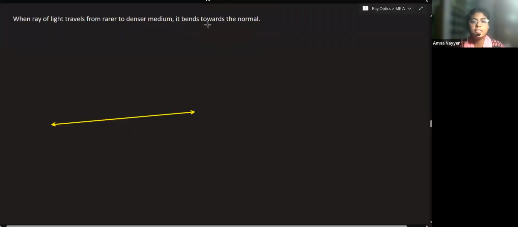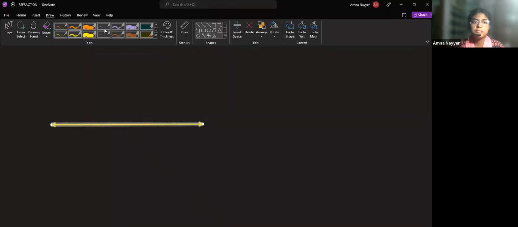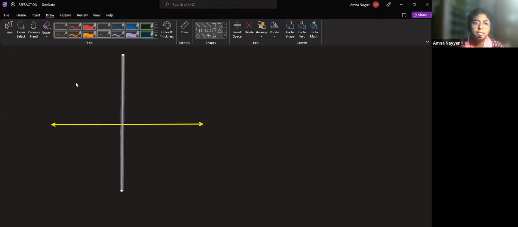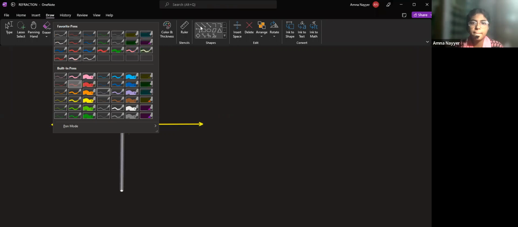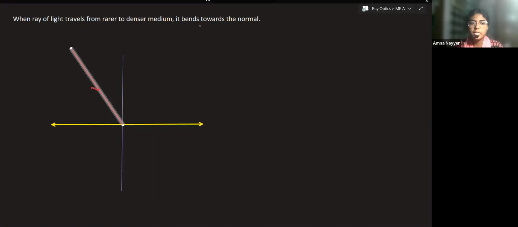you have this interface with you. Fine. A normal also you will project. A ray of light will be incident. This will be the incident ray of light, I. Now, let me just extend this. If no refraction occurs, if no bending of light occurs, then the actual path of the light should have been straight like this.